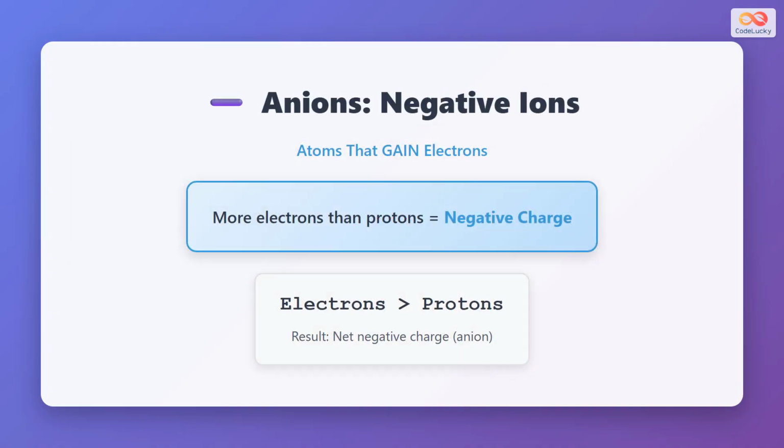Now let's explore negative ions, called anions. Anions form when atoms gain electrons. This is the opposite of what happens with cations. When an atom gains electrons, it now has more negative charges while the number of positive protons stays the same. This imbalance means there are more electrons than protons, resulting in a net negative charge. The key relationship is, electrons are greater than protons, which equals a negative charge. Anions are just as important as cations and are essential for forming compounds and conducting electricity in solutions.